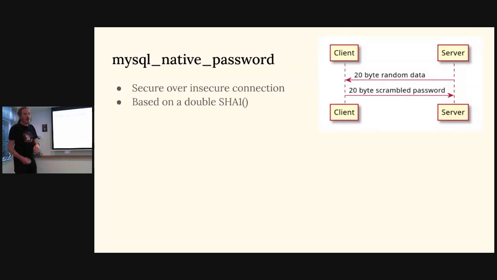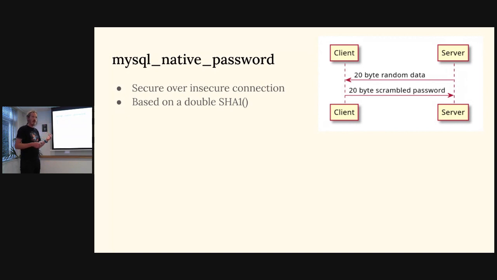Native password is a lot easier. It's basically the server sending some random data, the client doing some nifty things with that and sending back basically an encrypted version of that hash. It's based on SHA-1. SHA-1 is not really safe anymore. This method is not really safe anymore. But one of the specific features that this gives you is that it's a safe way to do authentication over an insecure channel. So if you're not using TLS, this kind of works.